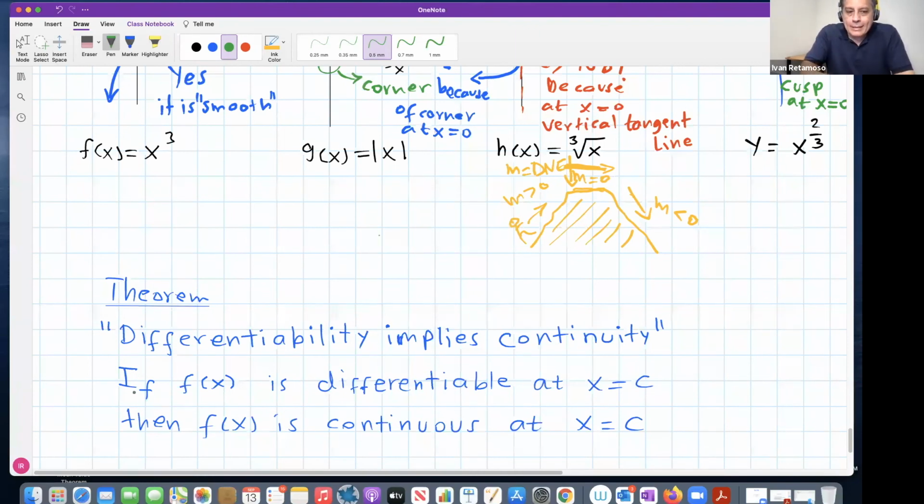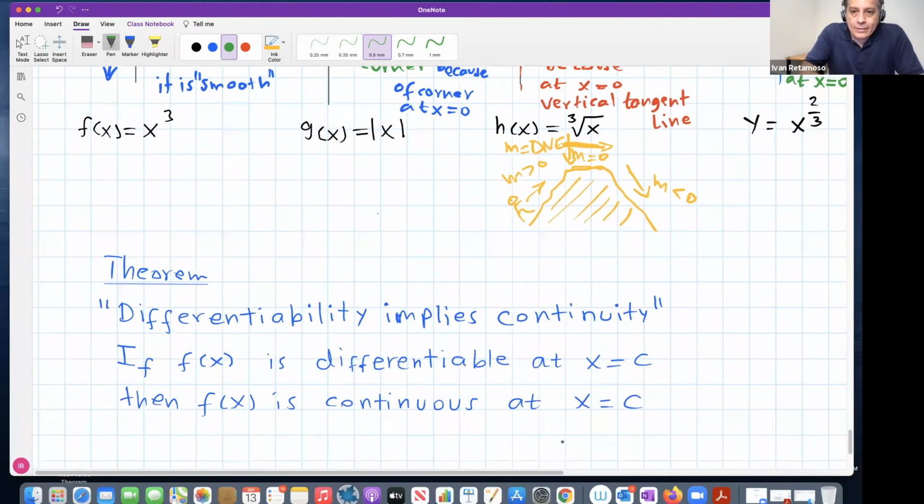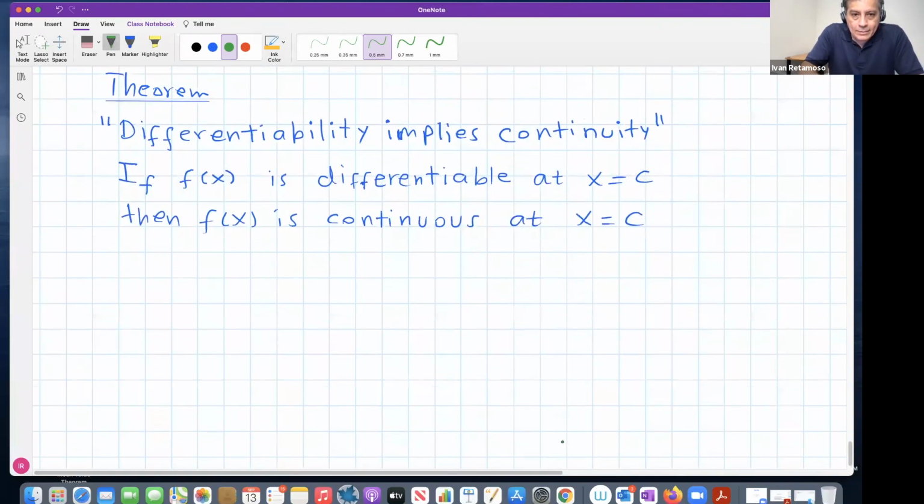So if you figure out that your function is differentiable at some input value x equals c, then for free, you must conclude that it is continuous at x equals c, right? And the other way around, if your function is not continuous, there is no way for it to be differentiable, right? Because differentiability, again, is stronger than continuity. Some mathematicians call differentiable functions super continuous functions, in the sense that they are all in one piece, but also they are smooth.